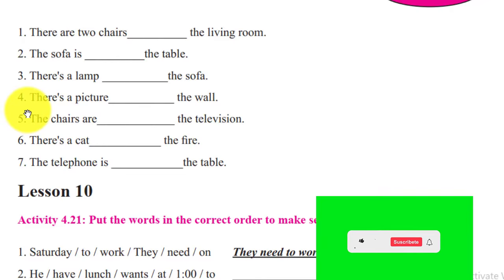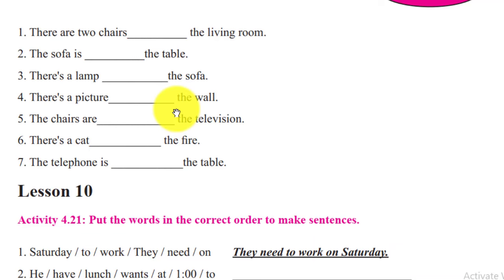Okay, number 4: there's a picture ፒክቸሩ አለ blank the wall. ማለት ግድግዳ ስለሆነ on እንላለን, on the wall ነው የሚባለው, ግድግዳው ላይ ኖርማሊ ይባላል ማለት ነው. Number 5: the chairs are blank the television. ስለዚህ ቸርዞቹ beside the television እንላለን, beside the television ነው የምንለው, ከቴሌቪዥኑ ጎን ናቸው ያሉት ማለት. Beside እና next to they are synonyms ናቸው, next to እንላለን, ጎን አጠገብ አይነት ነገር.